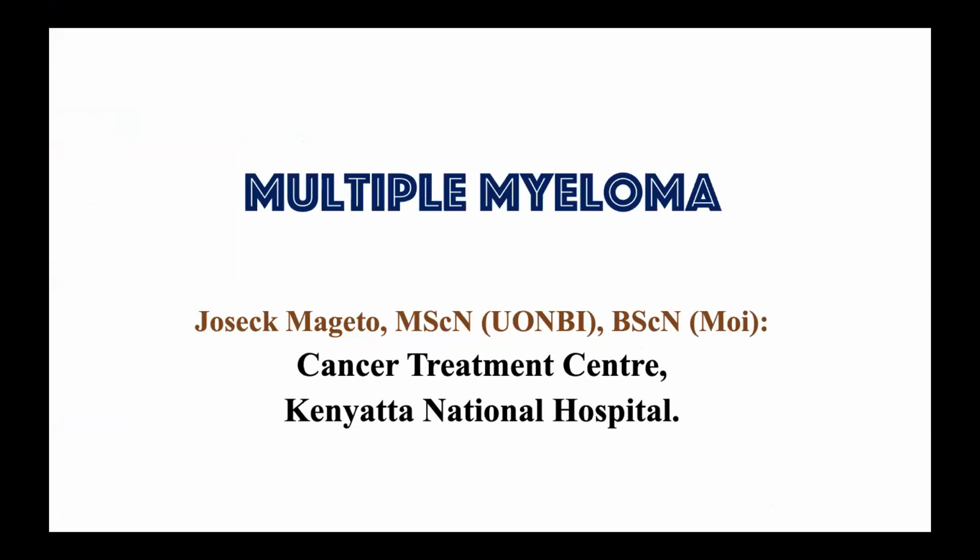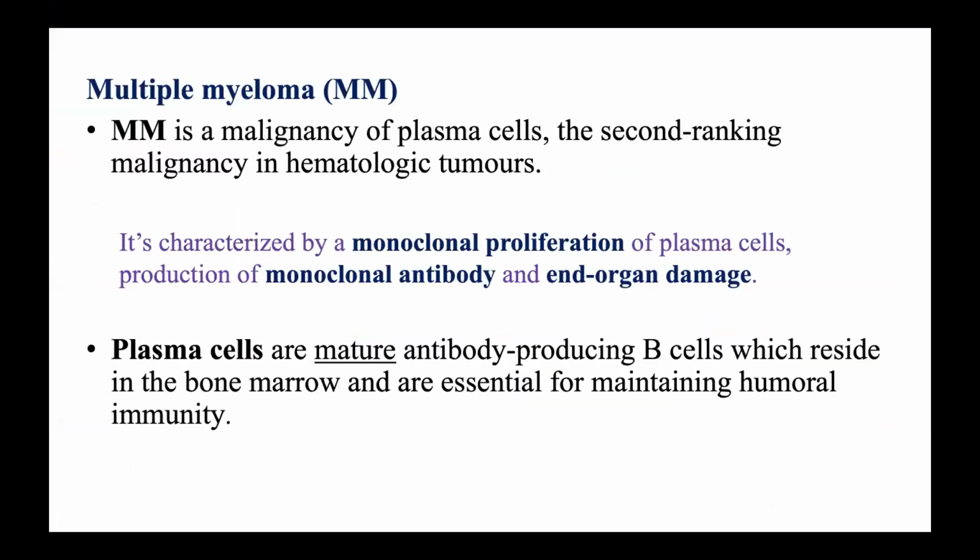Today, we are going to talk about multiple myeloma, and I'm going to share my slides. So if you're able to see my slides, I can just go ahead. So we're going to look into what is multiple myeloma to start with. Multiple myeloma is a malignancy of plasma cells. And we understand that it's the second ranking malignancy among the hematological tumors, second after non-Hodgkin lymphomas.